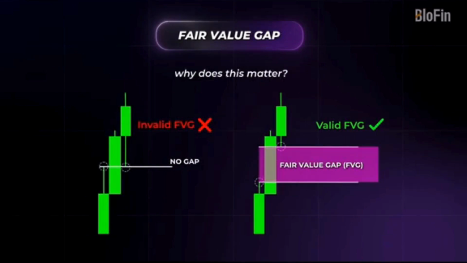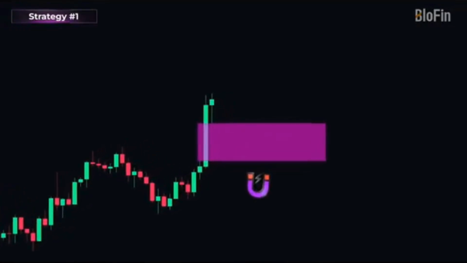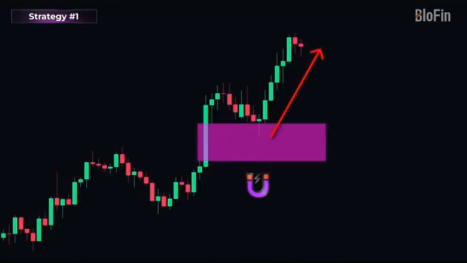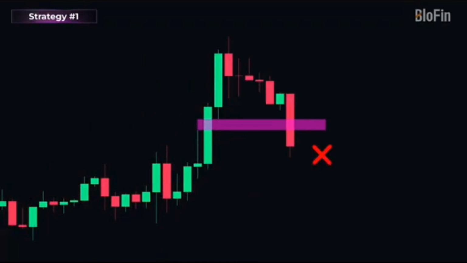Now, why does this matter? It's because when a fair value gap forms on a chart, price usually has a high chance of pulling back into it, almost like a magnet. Most of the time, it'll retest the gap and bounce off it, continuing the direction of the original trend. And it's during this pullback that we'll enter our position. One thing to remember is, for a fair value gap to be considered valid, it needs to be large. The larger the gap, the higher the chance that the setup actually plays out. If the gap is too small, there's a high chance the setup could fail, so it's best to avoid trading it. Now let's implement this in a real example.